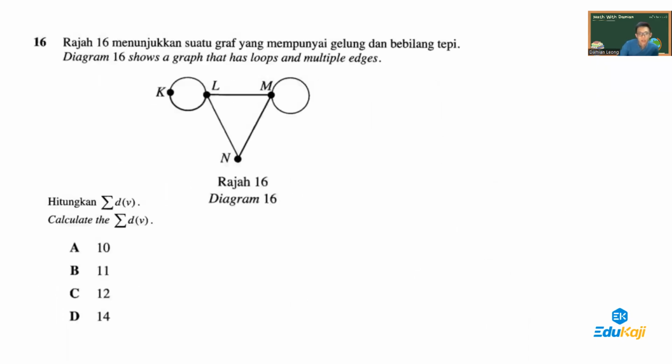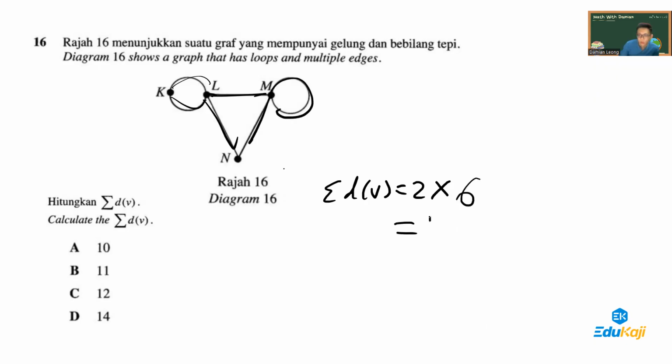Question 16. Sum of degrees. The sum of degrees for all the vertices is just 2 times the number of edges, which is 1, 2, 3, 4, 5, 6. So 2 times 6, 12. Answer C.